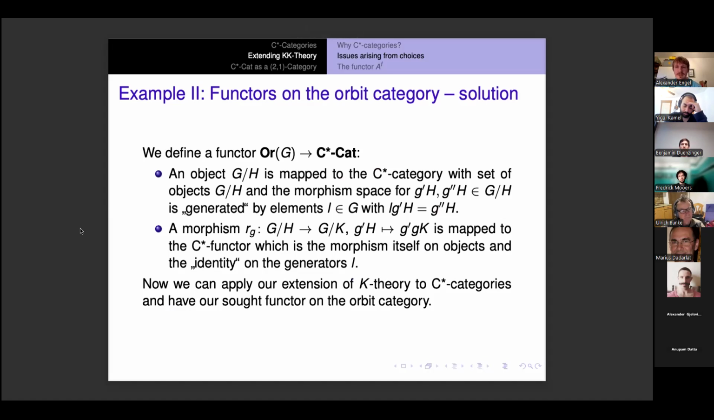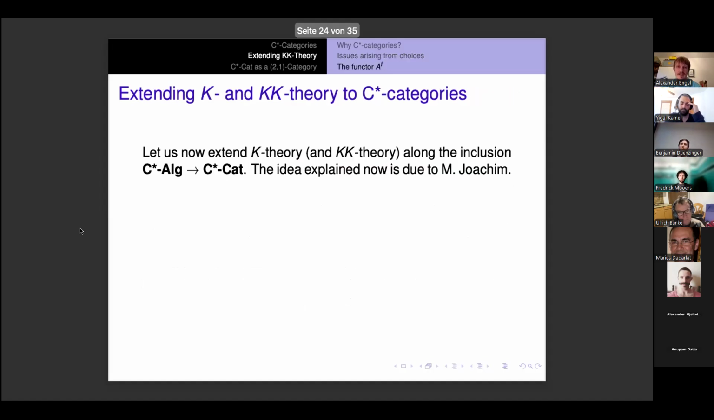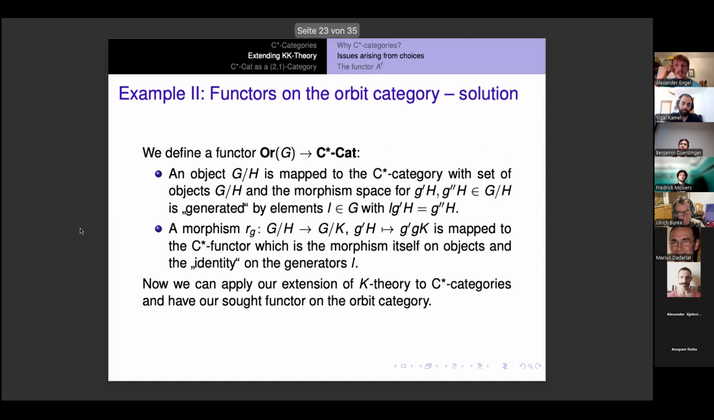Once you have this, you then apply the K-theory of C-star categories to this, and you have your functor on the orbit category that you can plug into this assembly map machine of Davis and Lück to get the Baum-Connes assembly map. I will tell you in this talk, of course, how to extend K-theory to C-star categories. But are there up to now any questions about these two examples?